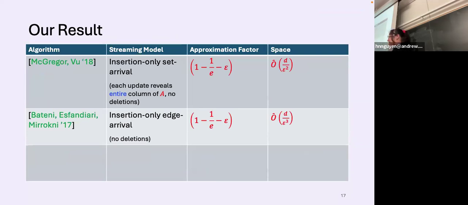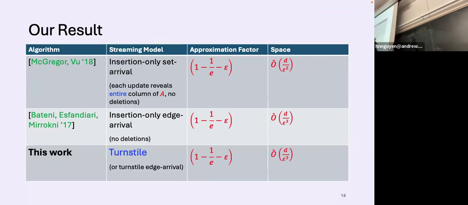Okay, so what do we get in our work? Now we're in the fully turnstile model, or you can think of it as a turnstile edge arrival model also. So first, we're incorporating deletions. And again, we're in this edge arrival model, so we're again inserting or deleting edges from our graph. Or equivalently, we're adding items to or subtracting them from subsets in each update. We match the approximation factor, and then we basically match the space. Again, we're different by an epsilon factor.